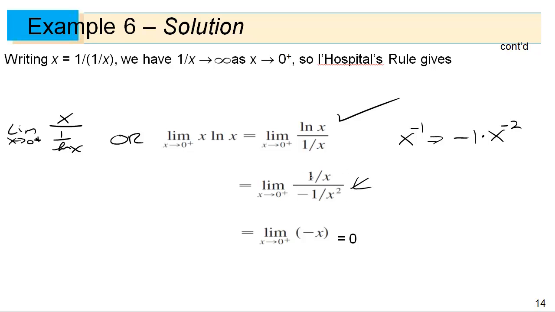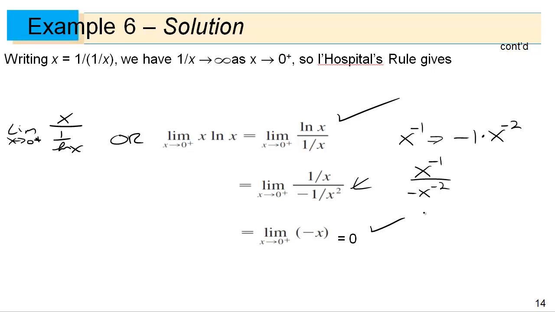When you clean it up, because this is x to the minus 1 on top and a negative x to the minus 2 on the bottom, or you can think about just multiplying top and bottom by x squared, that's where you get negative x. And then now you let x go to 0 and you go, oh, that's simple. That's just 0.